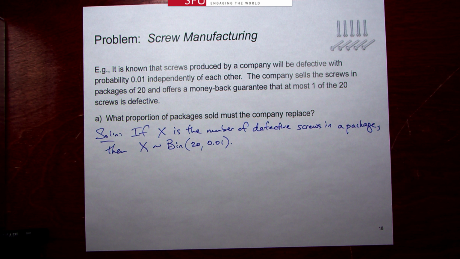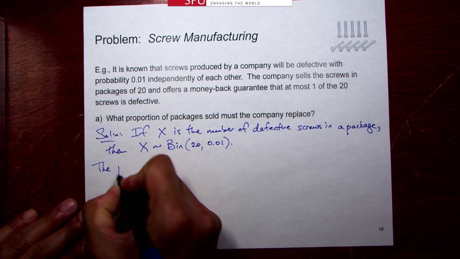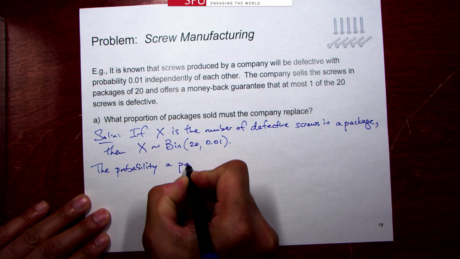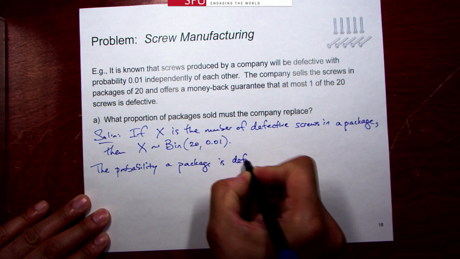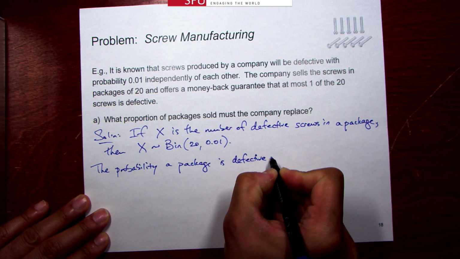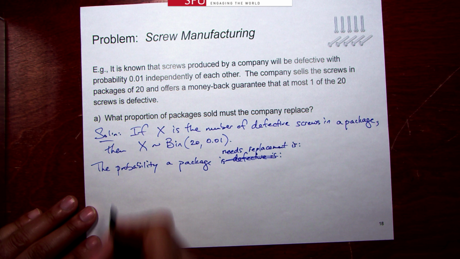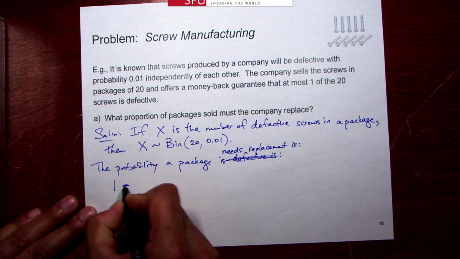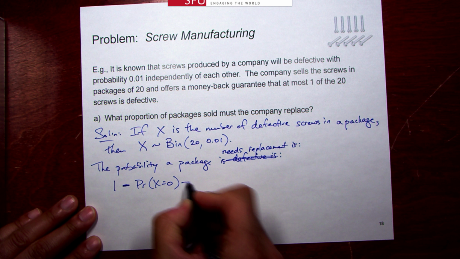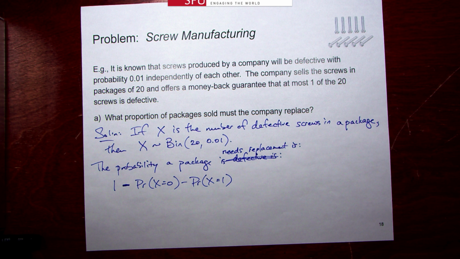Okay, we could also count backwards. We could also subtract from 1 the good cases where the packages are fine, right? So that'd be 0 or 1 defective screw. Okay, so we'll do that. Or sorry, package needs replacement, I guess. Okay, so it's 1 minus the probability that x is equal to 0, minus the probability that x is equal to 1. And that's all there is to it.